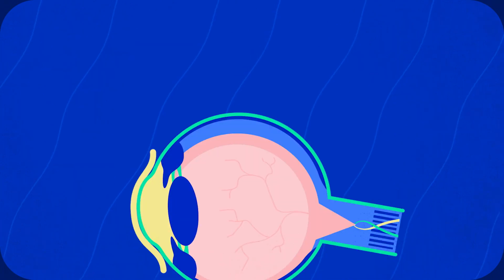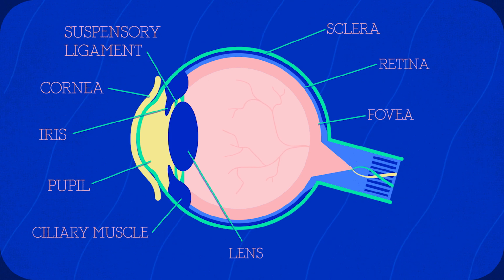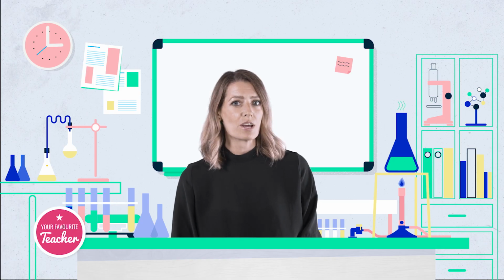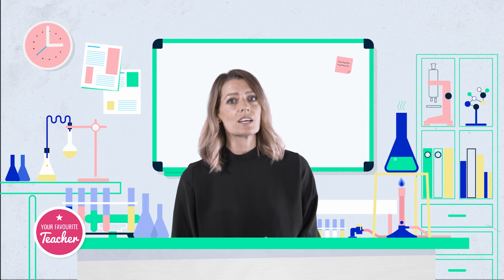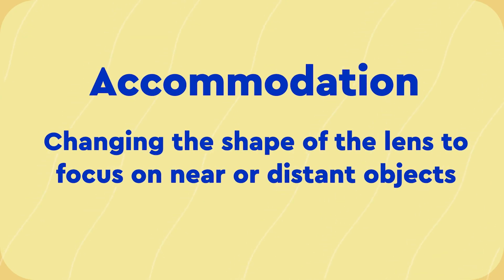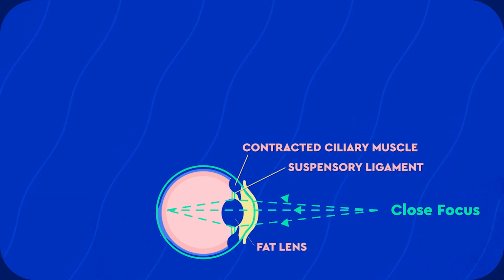The lens is found behind the pupil, behind the iris, and is responsible for focusing the light onto the retina for interpretation by the brain. The lens can change shape based on the actions of the ciliary muscles and the suspensory ligaments. This is called accommodation. Accommodation is the process of changing the shape of the lens to focus on near or distant objects. To focus on a near object, the ciliary muscles contract, which slackens the suspensory ligaments. The lens becomes fat or curved, and this refracts the light more.